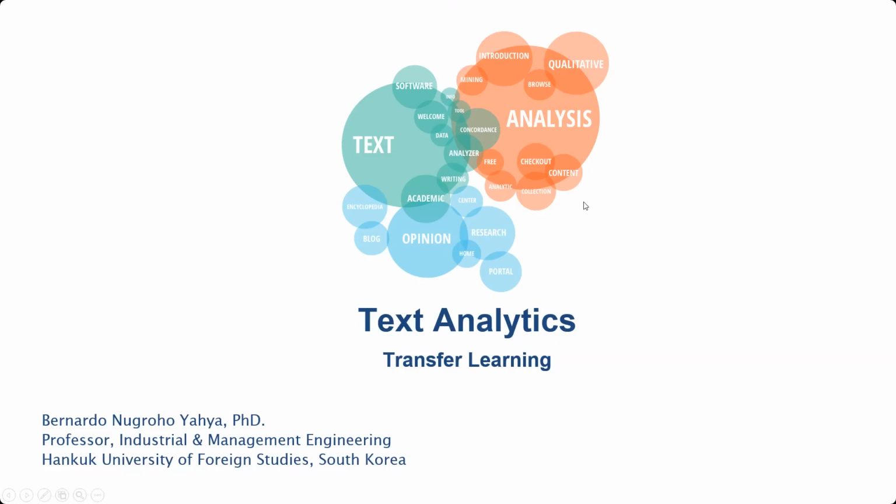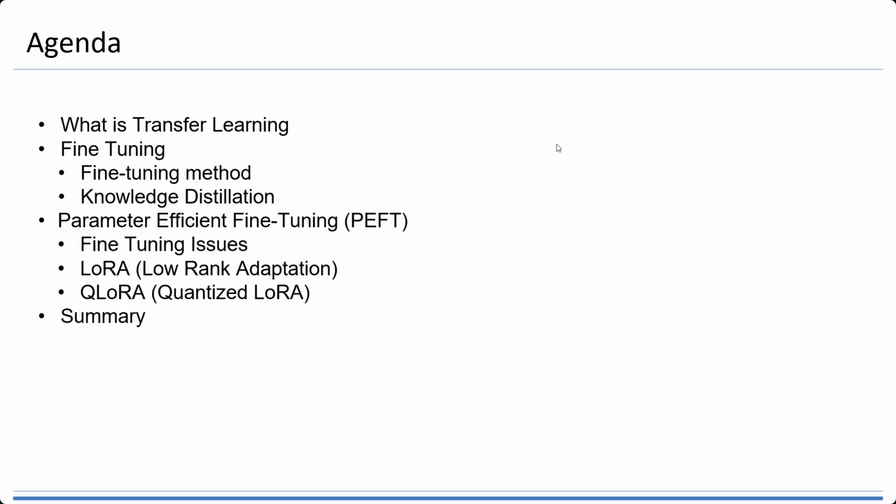Okay, this section is about transfer learning. So we are going to discuss some more important things in transfer learning. I will let you know what transfer learning is, and then we are going to look at more details about fine tuning. There is a kind of issue when we do fine tuning, and this is the current method for fine tuning. We call it parameter efficient fine tuning. So we will take a look at some of the approaches.